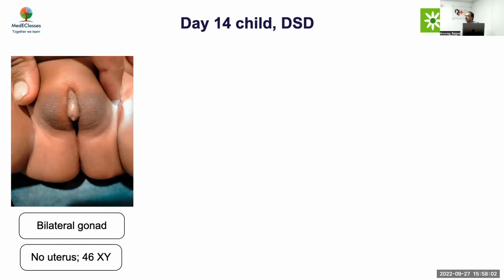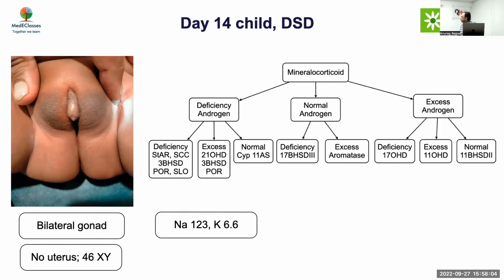And this looks like an androgen deficiency. Now, this child has hyponatremia and hyperkalemia. So what do you think? Salt wasting with androgen deficiency. So you have mineralocorticoid deficiency and androgen deficiency. So the proximal defect.